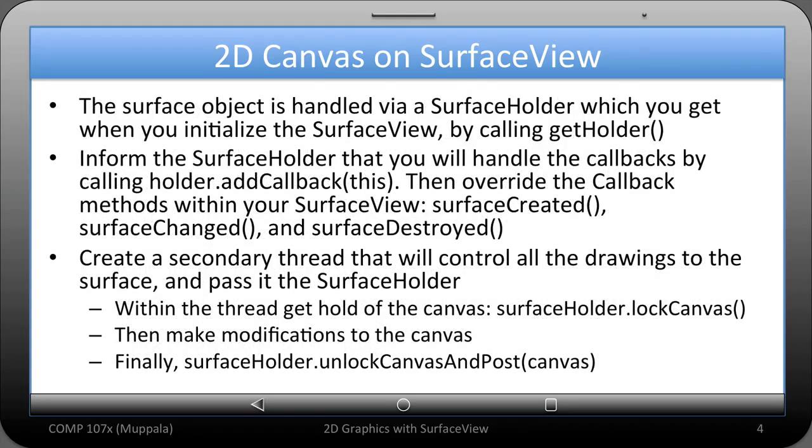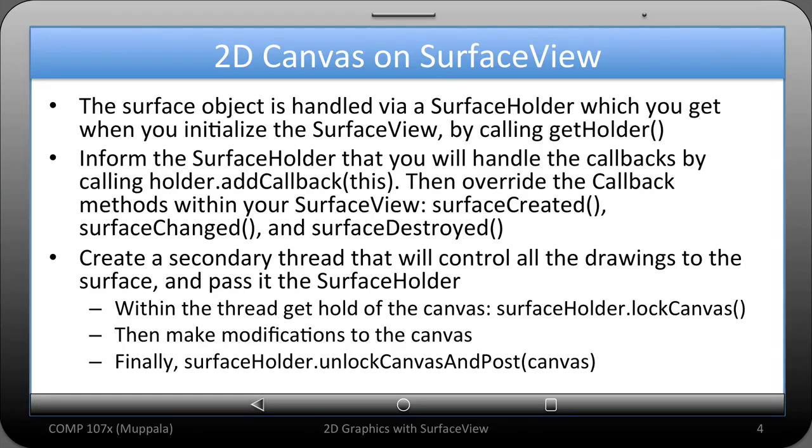So the surface object, you can get hold of that by using the surface holder. And the way you get hold of the surface holder is by calling this getHolder method in your class. So when you call this, then you can use the holder in order to inform the Android framework about the fact that this class is implementing all the callback methods. And the class should implement all the 3 callback methods, as we saw with the example earlier.